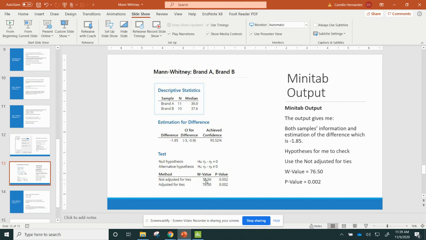Okay, and again, here's everything that I just said. So I've got my W value and I've got my 0.002. I'm going to use the not adjusted for ties. Sometimes they'll be slightly off, but for this class, just use the first one. The cool thing is it gives me the difference between the two paint values. It gives me negative 1.85. That's the difference between B and A in terms of the estimated life difference in the paint.